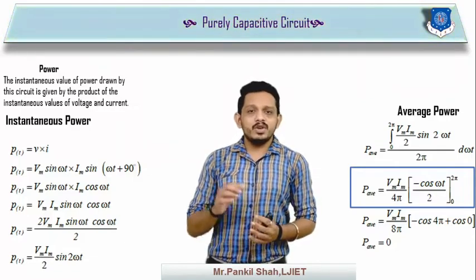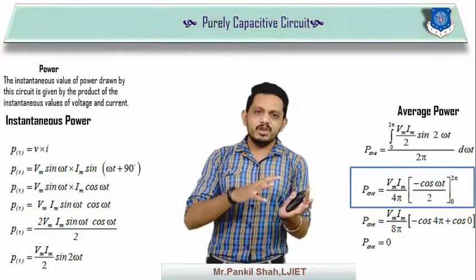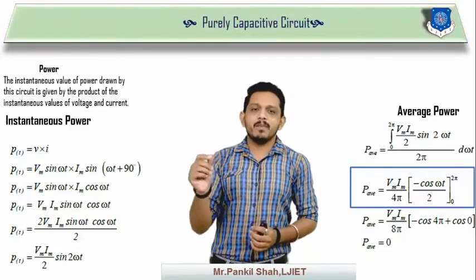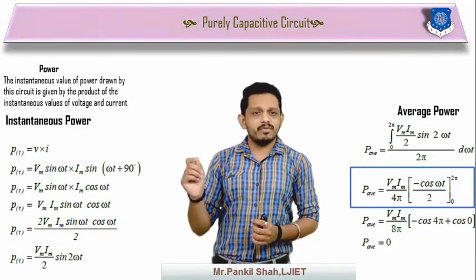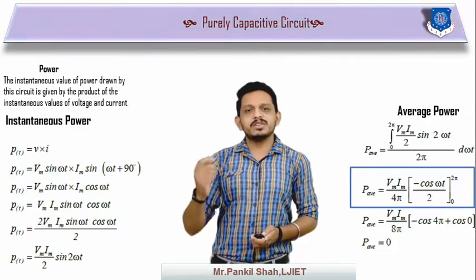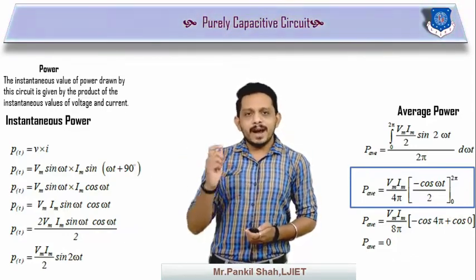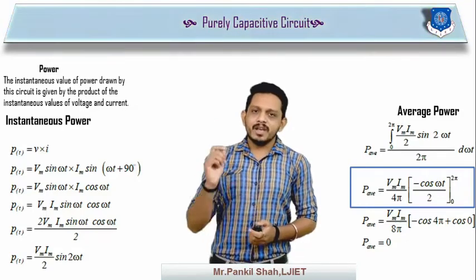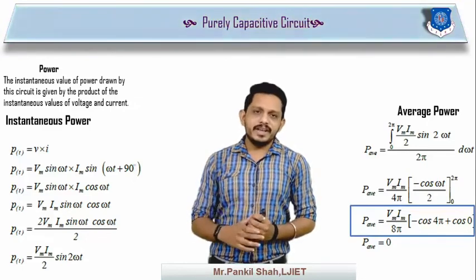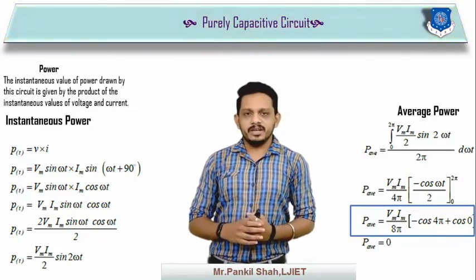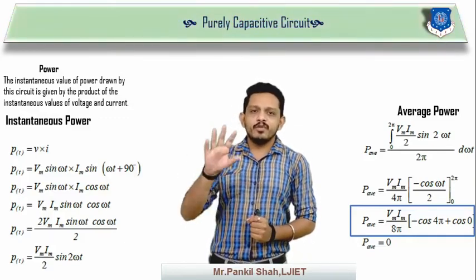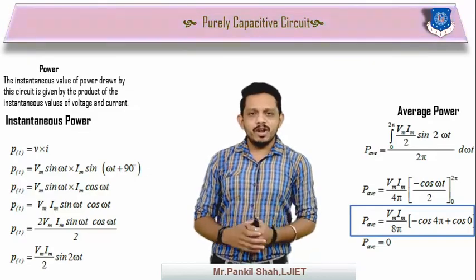Now you take the negative sign outside of the bracket, and you can take 2 outside of the bracket also. So it will be minus Vm Im upon 8 pi, because Vm Im upon 4 pi was already there, and you have taken the negative divided by 2 outside the bracket. Now you have to put in the limits. Our integrated term is cos 2 omega t. Instead of omega t, first put 2 pi, so it will be cos 4 pi, minus the lower limit, which is 0.